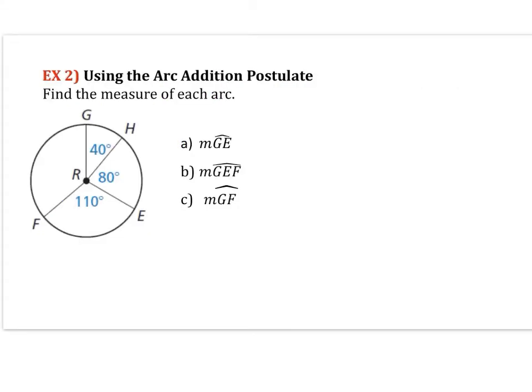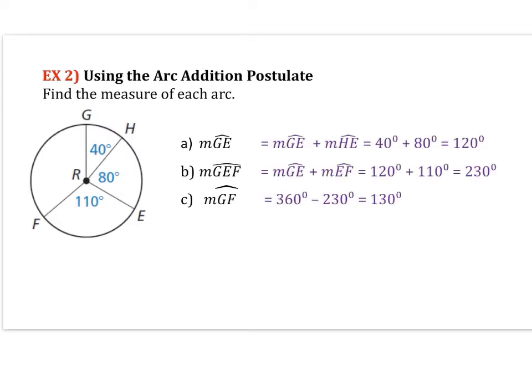All right, go ahead and take a moment, pause the video, and try the arc addition postulate with these three examples. All right, did you get these answers? 120 degrees, 230 degrees, and 130 degrees. If not, take a moment to look over the explanations here to see if you can identify your mistakes. If not, bring in clarifying questions to class.